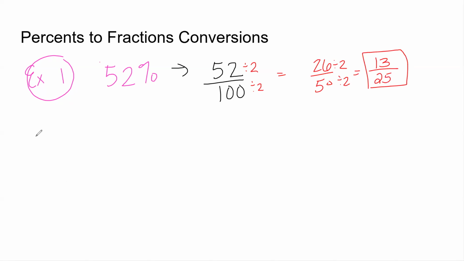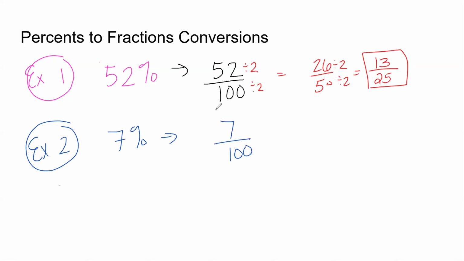So you do want to reduce when possible. It won't always be possible. Let's do one where it's not. 7%. You say 7 out of 100, and that does not reduce. You're done. That is your fraction.